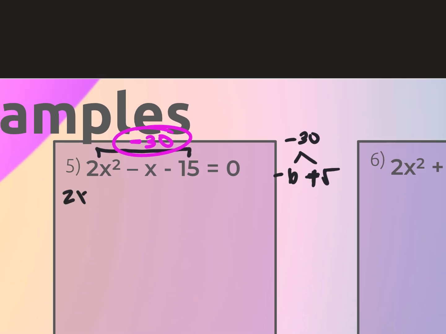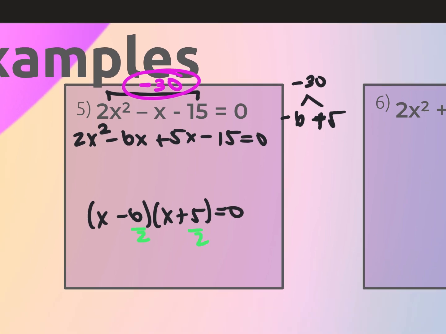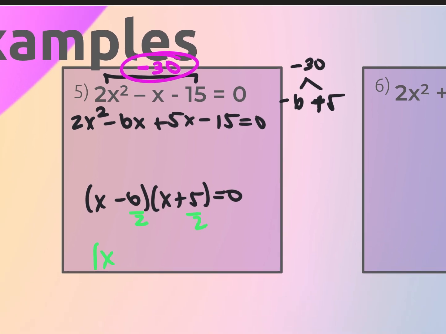So I'm going to write 2x squared minus 6x plus 5x minus 15 equals 0. You guys want to write it out the other way that I showed you, like this? X minus 6, x plus 5. And then what do we do with the a term? Divide by 2. Can you see that? Either way, you'll get the same answer. This becomes x minus 3, and this becomes 2x plus 5, right? You guys with me? Okay.